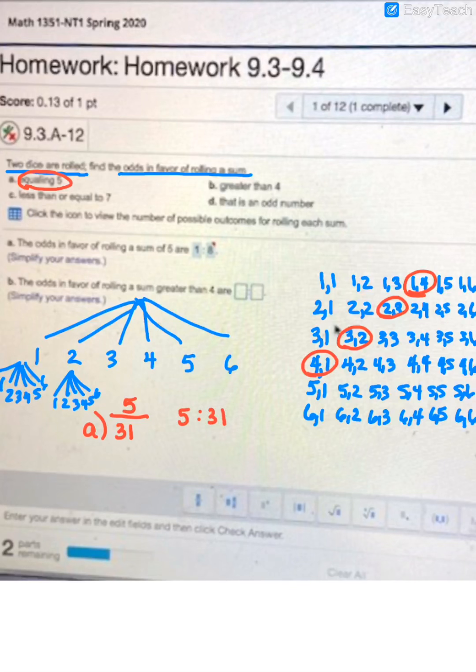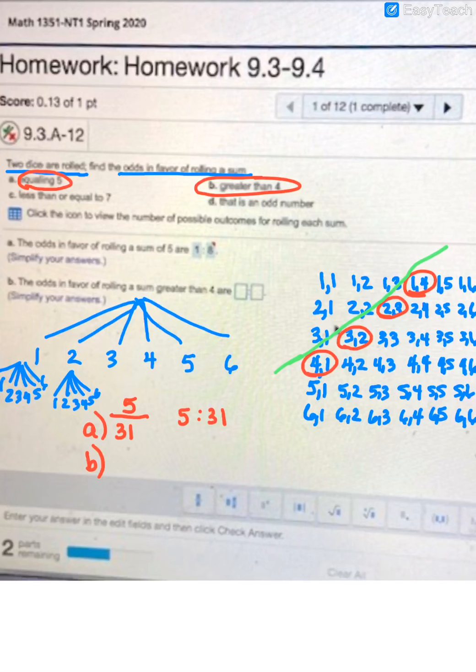And so a lot of times I like to write it with the colon as opposed to the fraction, so that somebody's not assuming that it is the probability. But that would be the odds in favor of rolling a 5. So the second question, they want to know the odds in favor of a sum greater than 4. So when I look at my sums that are greater than 4, that would be everything below this green line.